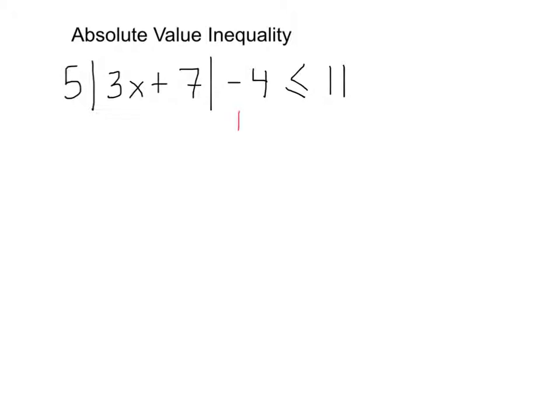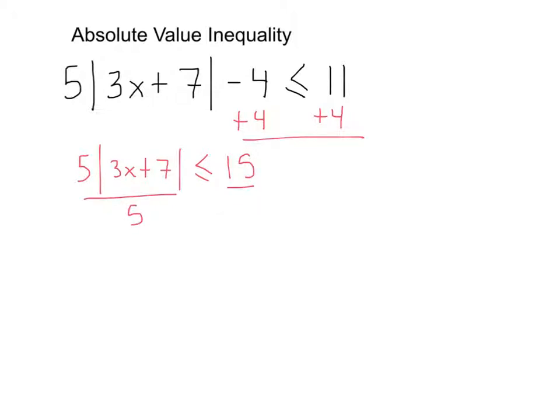The first thing I'm going to do is add 4 on both sides. My goal here is to get the absolute value by itself on the left side of the inequality. And so I've got 5 times the absolute value of 3x plus 7 is less than or equal to 15. And then I'm going to divide by 5 on both sides. And so I have the absolute value of 3x plus 7 is less than or equal to 15 divided by 5, which is 3.